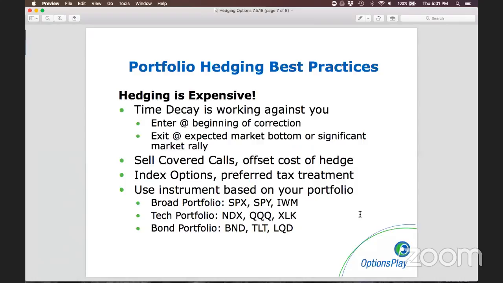And lastly, for those of you that have never traded index options, this might be a reason to consider taking a look at that, because of that preferred tax treatment that I just said before. So if you're in a taxable account, hedges usually don't last very long, so you have to pay short-term capital gains on those gains. One way to reduce that tax bill is by using index options, because you have a lower tax bill with those types of options.